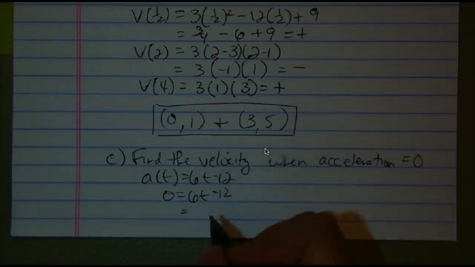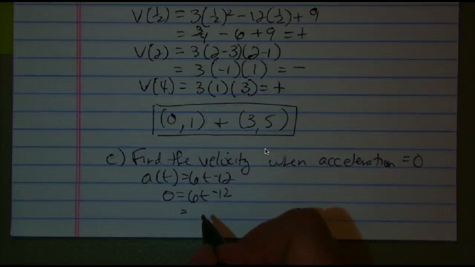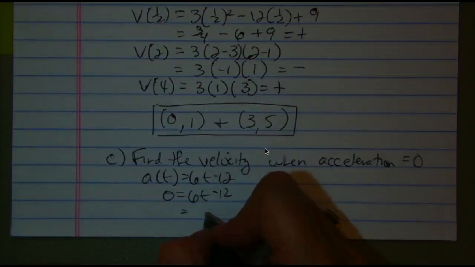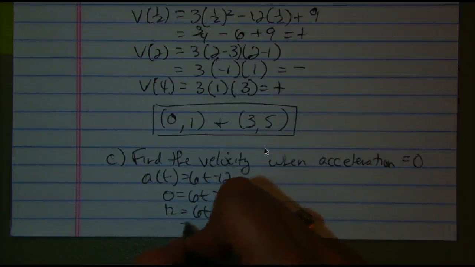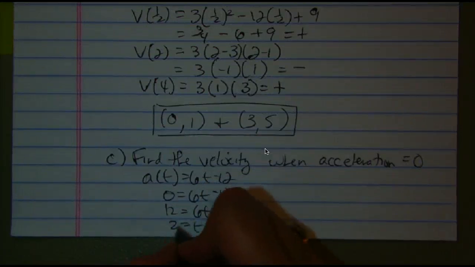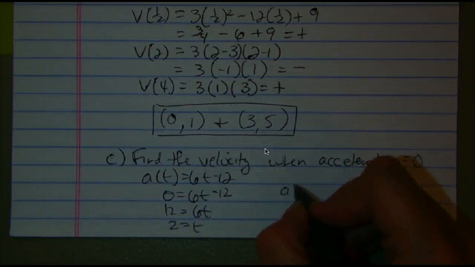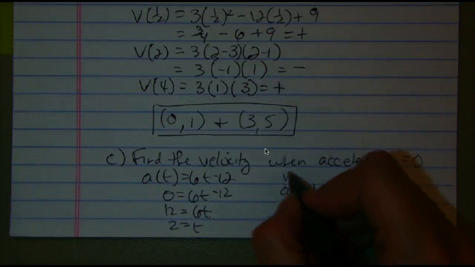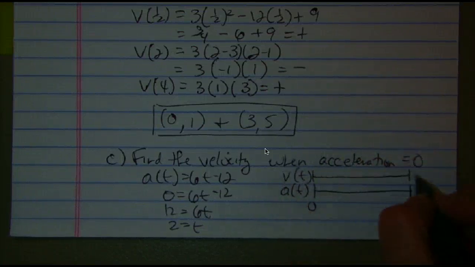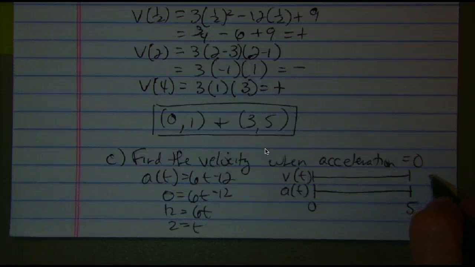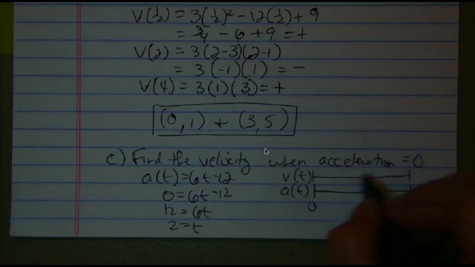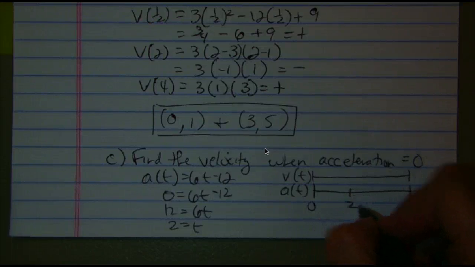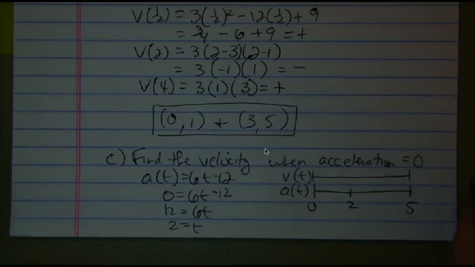And so, sorry. That would be a positive 12, and that would be t equals 2. So for my acceleration from 0 to 5, I need to go back and grab my velocity from 0 to 5. In fact, I don't need that one. Sorry about that. I just need my acceleration, and its critical number is at 2. And so the acceleration is 0 when t equals 2.